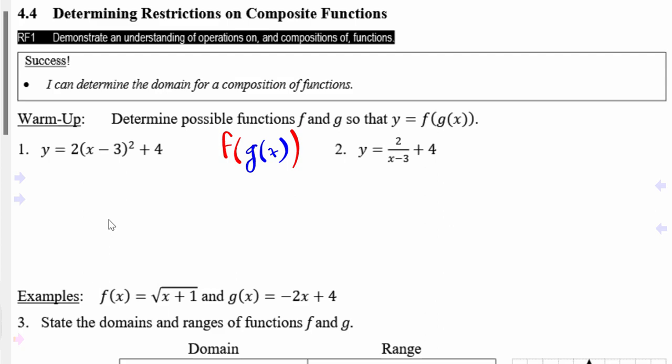By way of review, and just to get us started, here you see two warm-up questions. I'd like you to imagine that both for question 1 and 2, this is a composition of two functions. What might the inside function be, the g of x, as I've shown in blue, and what might the outside function be, the f of x, as I've shown in red? Why don't you pause the video and make a prediction? What might these two functions be to create that composite function?